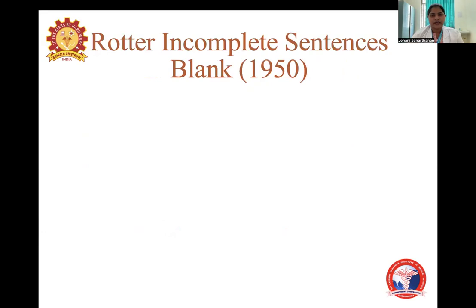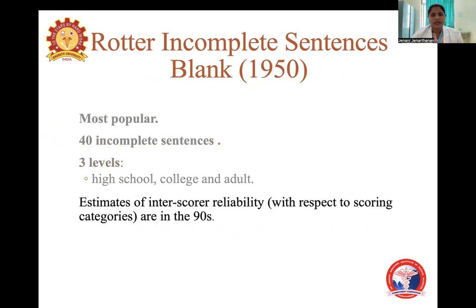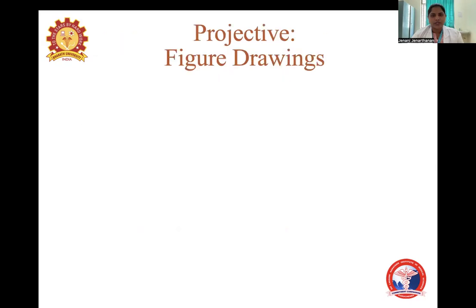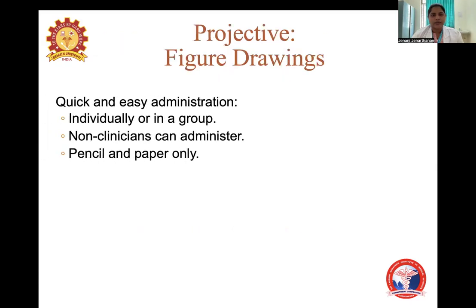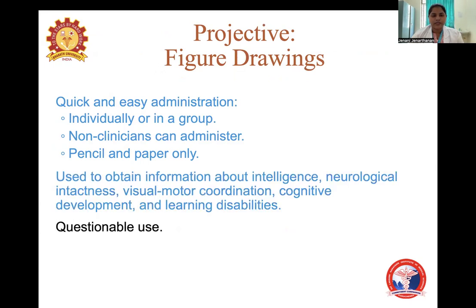Rotter's Incomplete Sentences Blank, 1950, is the most popular, with 40 incomplete sentences at three levels: high school, college, and adult. Estimates of interscorer reliability with respect to scoring categories are in the 90s. Projective figure drawing: quick and easy administration, individually or in a group. Non-clinicians can administer it, with pencil and paper only. It is used to obtain information about intelligence, neurological intactness, visual motor coordination, cognitive development, and learning disabilities.